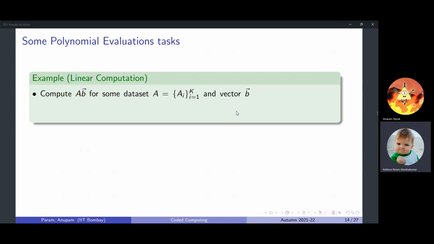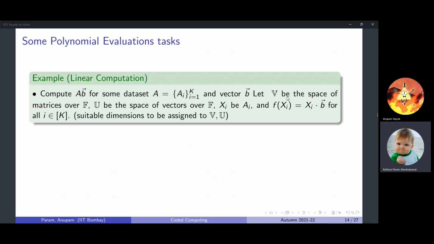So some examples before we proceed, to see the application of polynomial evaluation. Suppose we want to consider A times b bar for some data set A equal to A_i, where b is a vector. So this is a column; we have k columns and it is a matrix. We can take suitable vector spaces V and U, and then define a function f of x_i equal to x_i dot b bar, where x_i is A_i, and using this we can get the outputs y1 to yk.